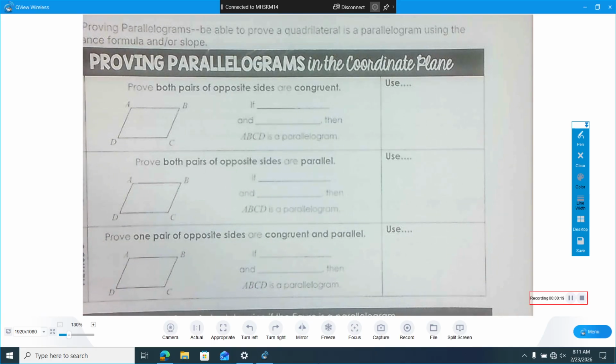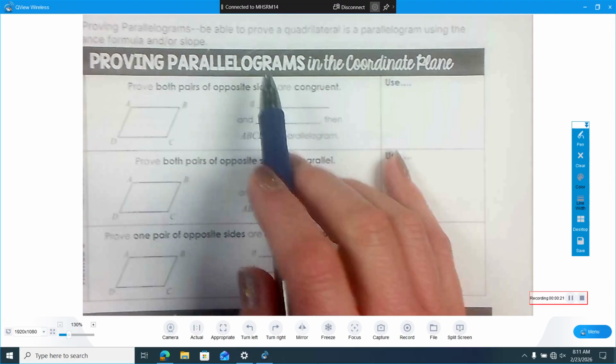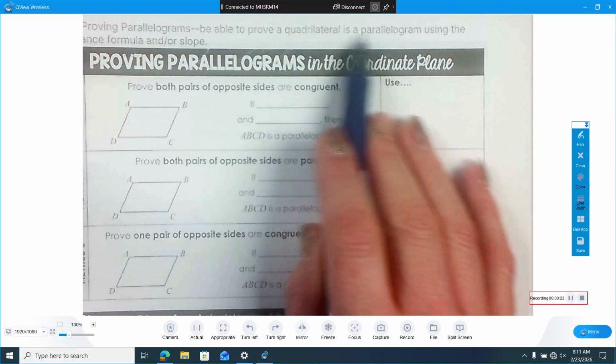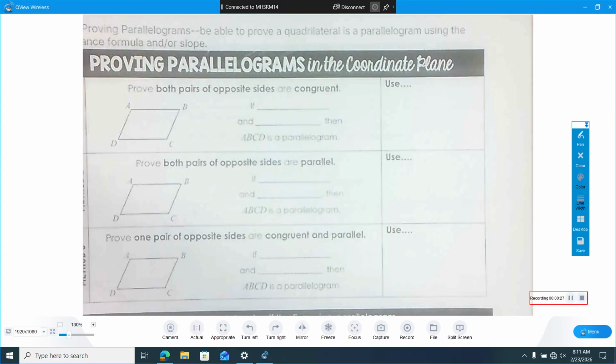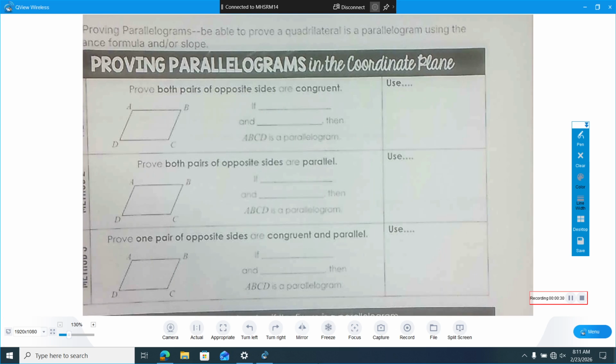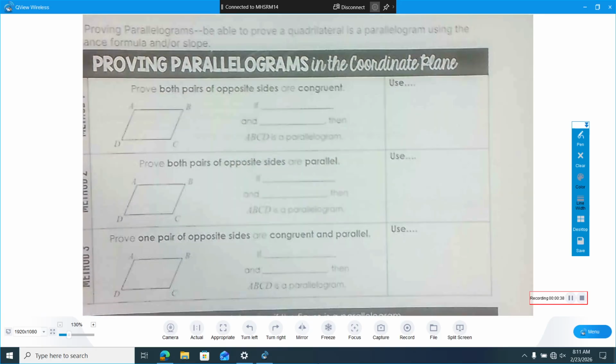We're going to be able to prove that a quadrilateral is a parallelogram using the distance formula and/or slope. So you get to choose how you want to prove parallelograms. And there are three different methods.